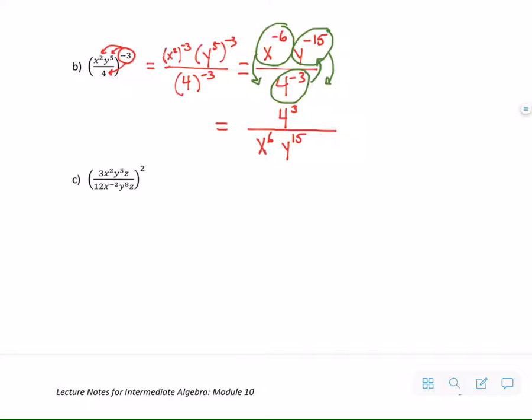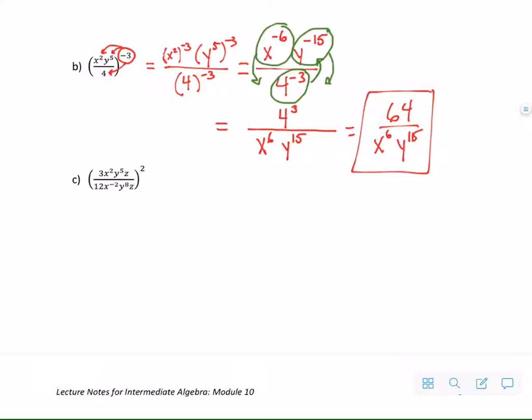Would it be 84? 64, but yes, you can go ahead. When you got numbers raised to powers, go ahead and multiply them out. 4 times 4 times 4 is 64. So 64 over x to the 6th, y to the 15th.